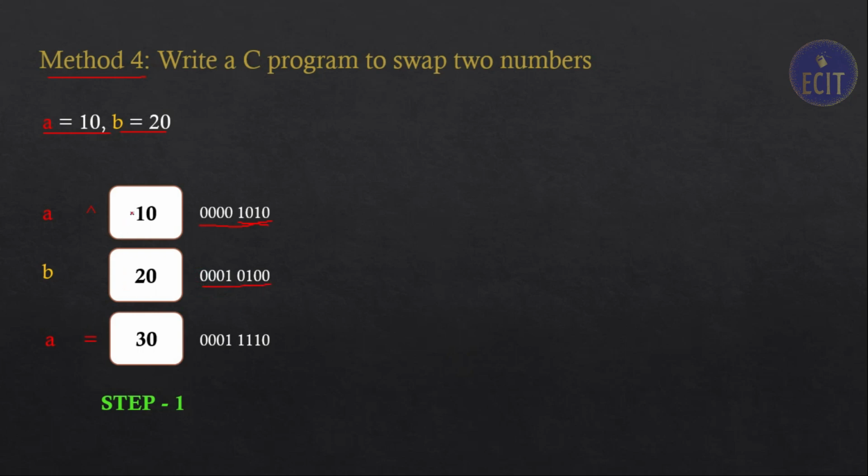Now if we perform the XOR operation between a and b, the XOR operation works like this: if we have two same numbers, the XOR will be 0. So here you can see that 0 XOR 0 is 0, 1 XOR 0 is 1. So here also 1, here also 1, and this will be 1. The remaining will be 0 because both the numbers are the same.